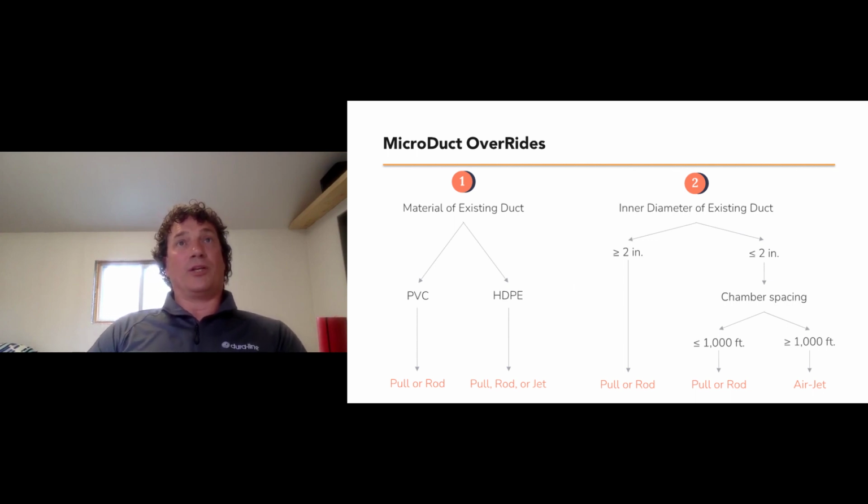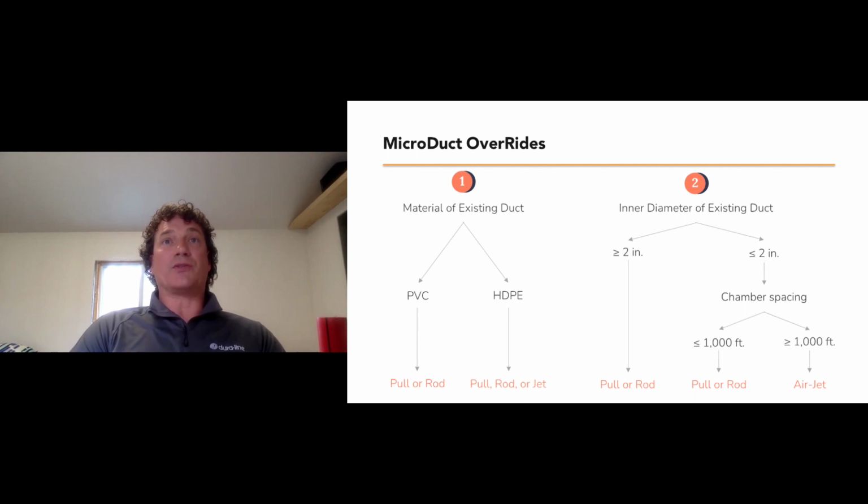And then when you're looking at the inner diameters, when you're installing a greater than 2-inch, you want to rope, rod, or pull. But if your existing conduit is less than 2-inch in diameter, you can also use an air jet application. So you can air assist or air jet in microducts over top of an existing cable, which will make your installation speed a lot faster and produce less risk on the existing cables.